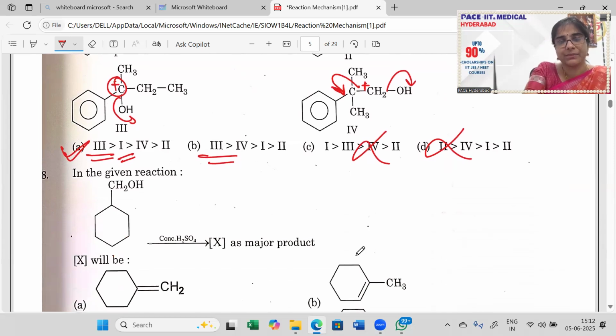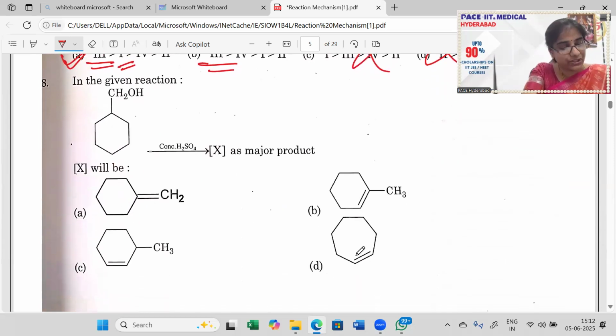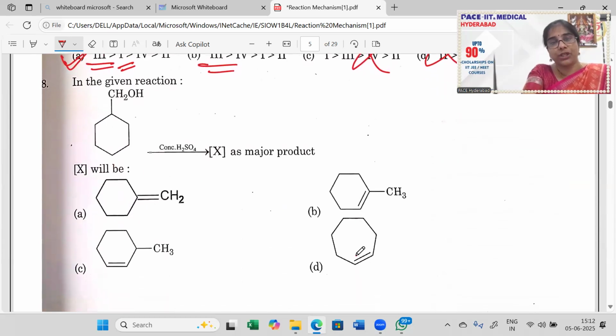All right. Next, moving on with the next question. In the given reaction, C2H5OH, concentrated H2SO4, OH, the oxygen, OH takes in the electron, goes out, and the carbon becomes positive. Now, as the carbon becomes positive, the carbon will be shifted, right? As you are shifting the positive charge inside, because this part is your 3 degree, you will have a hydride shift going on.